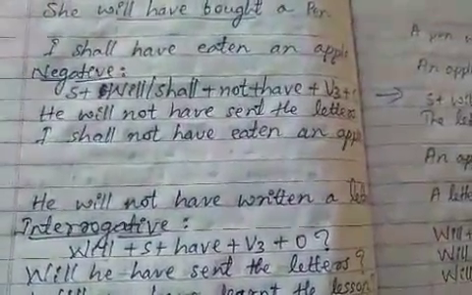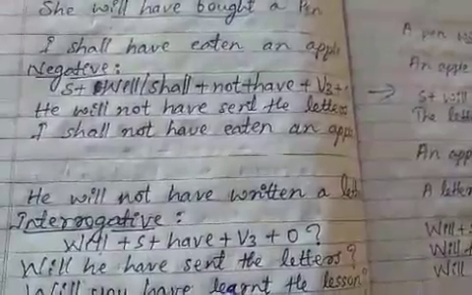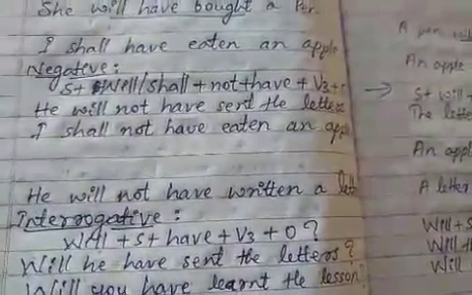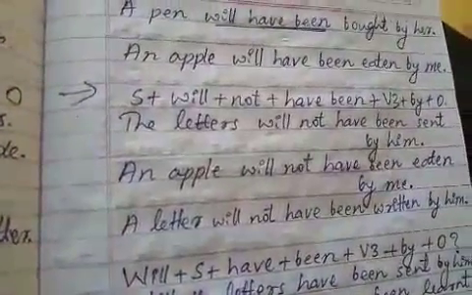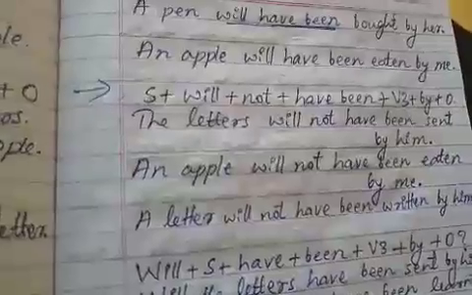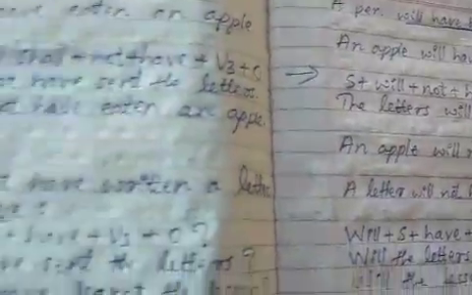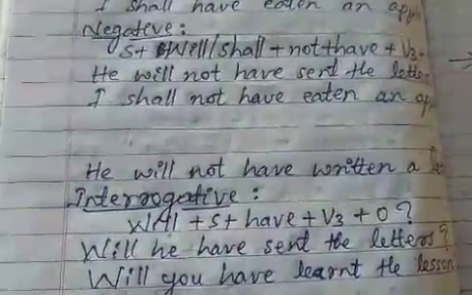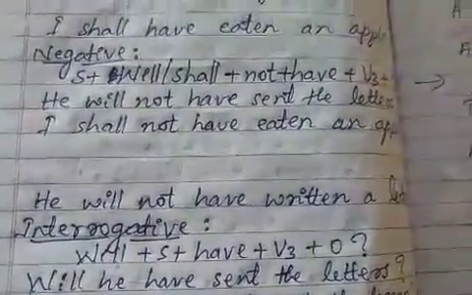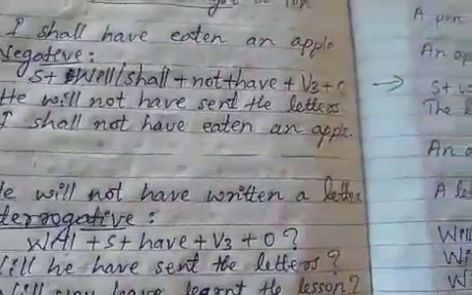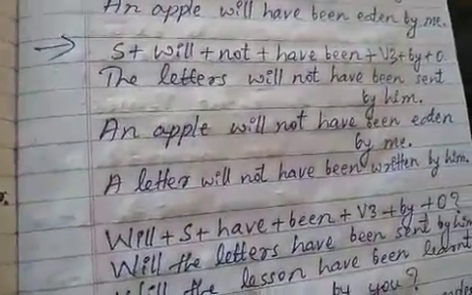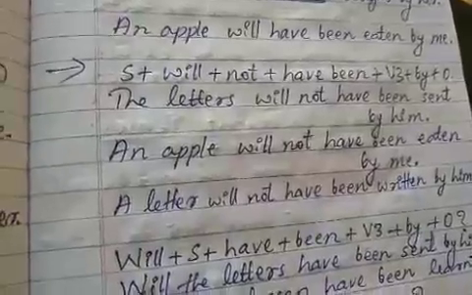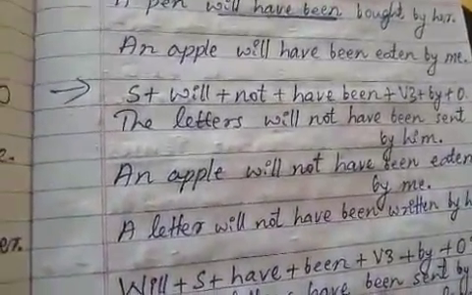Next, examples for negative sentence in active voice. He will not have sent the letters. In passive voice, the letters will not have been sent by him. I shall not have eaten an apple. In passive voice, an apple will not have been eaten by me.